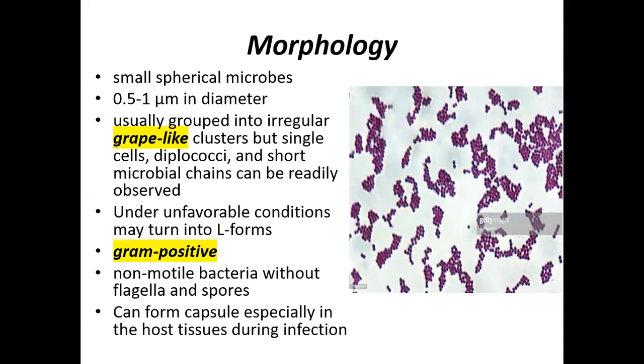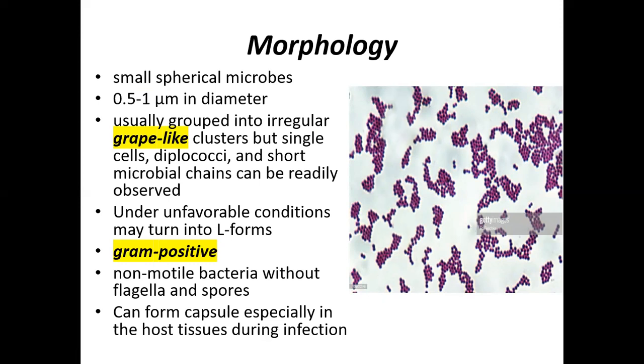Morphology. Staphylococci, when we had general microbiology last term, you observed staphylococci in light microscopy. They are small spherical microbes, and their peculiarity is that they usually group into irregular grape-like clusters, but single cells, diplococci and short chains can be readily observed. Here you can see grape-like clusters, and this is single cells and diplococci.